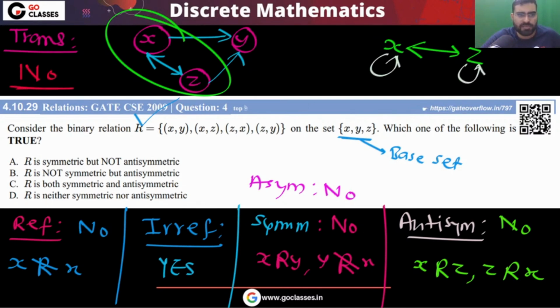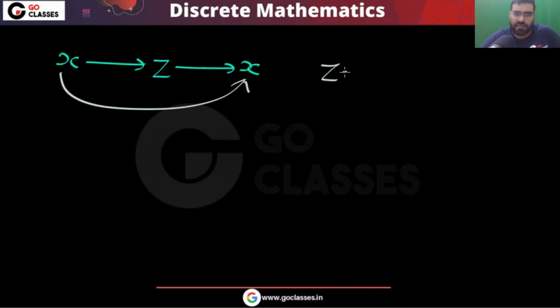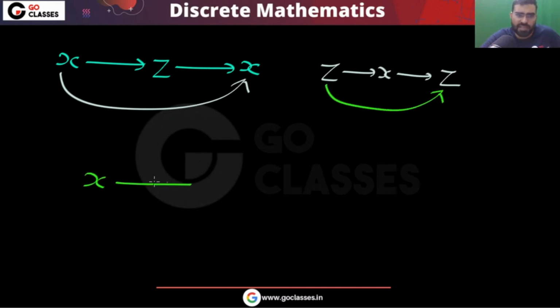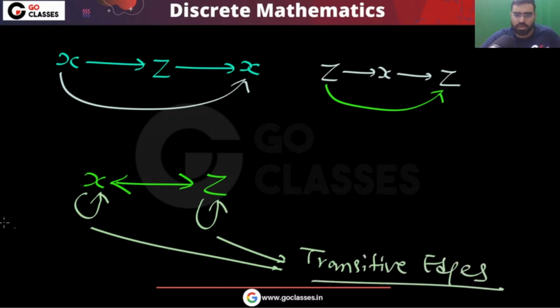Okay, so this is something important. If X is related to Z, and Z is related to X, then what should happen? Then X should be related to X. Similarly, if Z is related to X, and X is related to Z, then Z should be related to Z. So whenever X is related to Z and Z is related to X, these are the transitive edges. So you can easily see the relation is not transitive.